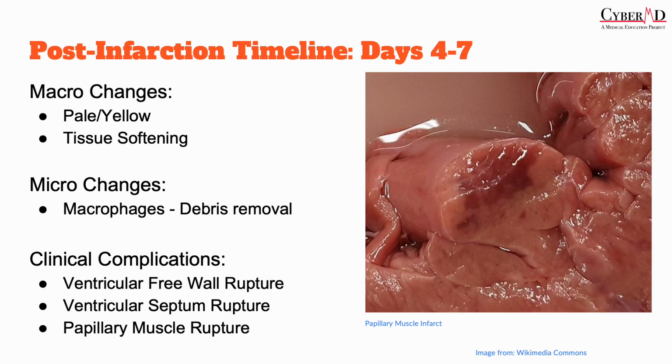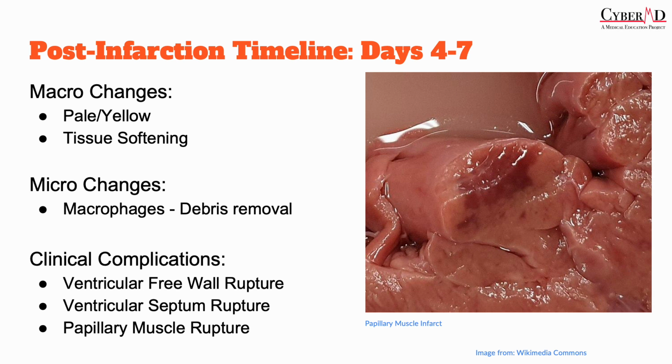During days 4 to 7, not too much changes with regards to the macroscopic view of the heart. The infarcted area continues to appear pale and yellowish, and it'll continue to soften due to the further progression of necrosis, inflammation, and early fibrosis. With regards to the microscopic changes, this period is predominantly characterized by the removal of dead cells and debris, which means it's going to be predominated by macrophages.